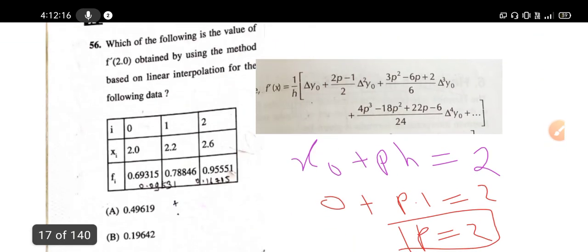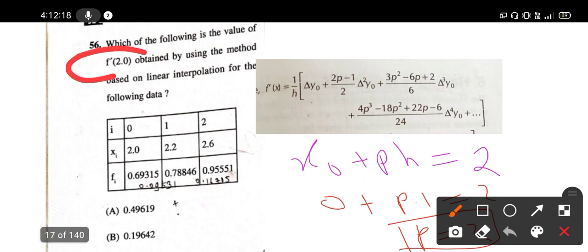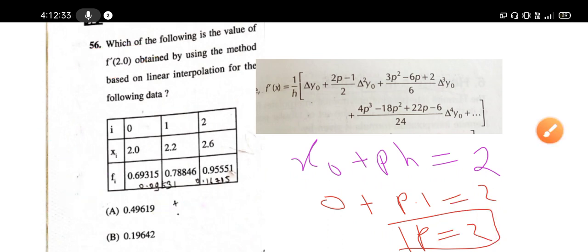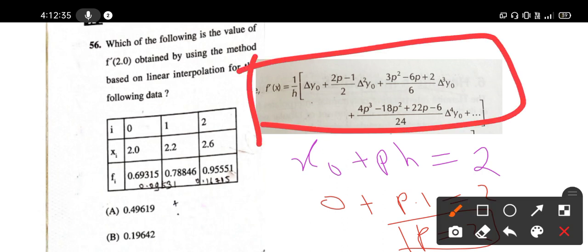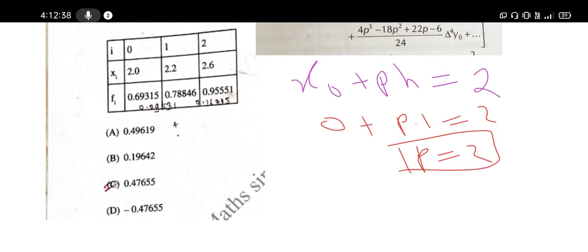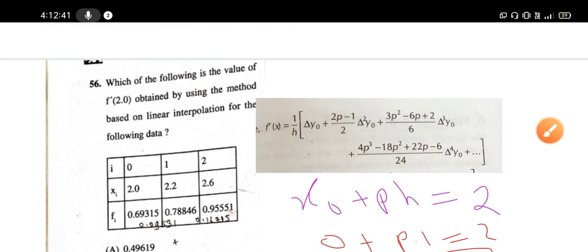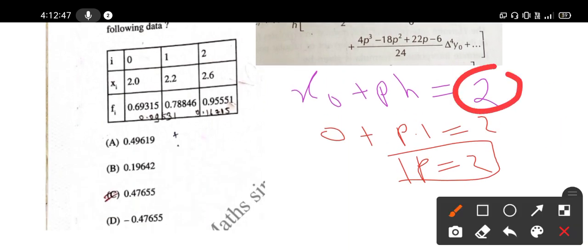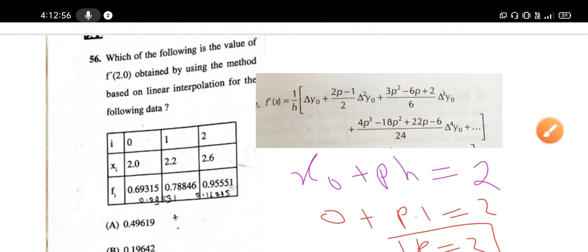Which one of the following values of f′ is correct? Find f′(2.0) obtained by using the method based on linear interpolation for the following data. Here given Δ², find here and put this formula. What is f′(x)? This is the formula to find it, and here x = x₀ + ph, here find 2. So that is written here 2, and x₀ is 0, and p, what is the difference? h is equal to 1, find p is equal to 2. Finally we get p is equal to 2, and put this value in the p formula.